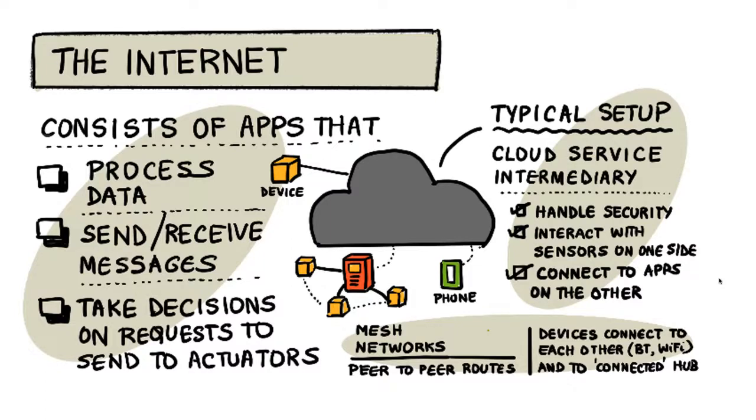Now, a typical kind of setup would be some kind of cloud service that everything sends data to. So all your devices connect to one cloud service, one kind of big pipe, and that cloud service would manage things like security. You're making sure that only your devices are sending data. We don't want to get hacked here.